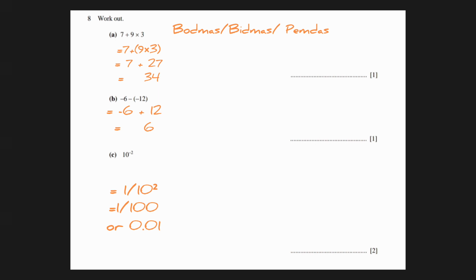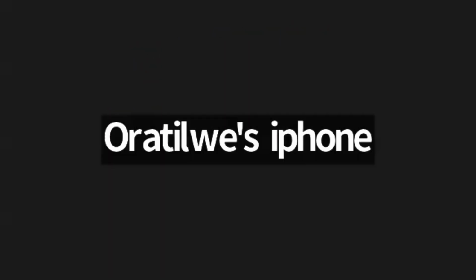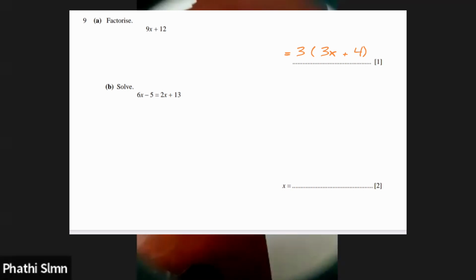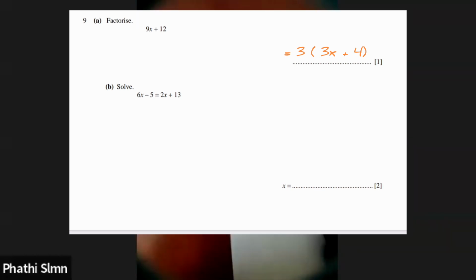Okay, can we move on? It says let's factorize 9x plus 12. We're going to factor out a 3. What remains in the brackets? 3x plus 4. Good, guys. You have factorized. We can't factorize further. So that's our answer, and we get our 1 mark.